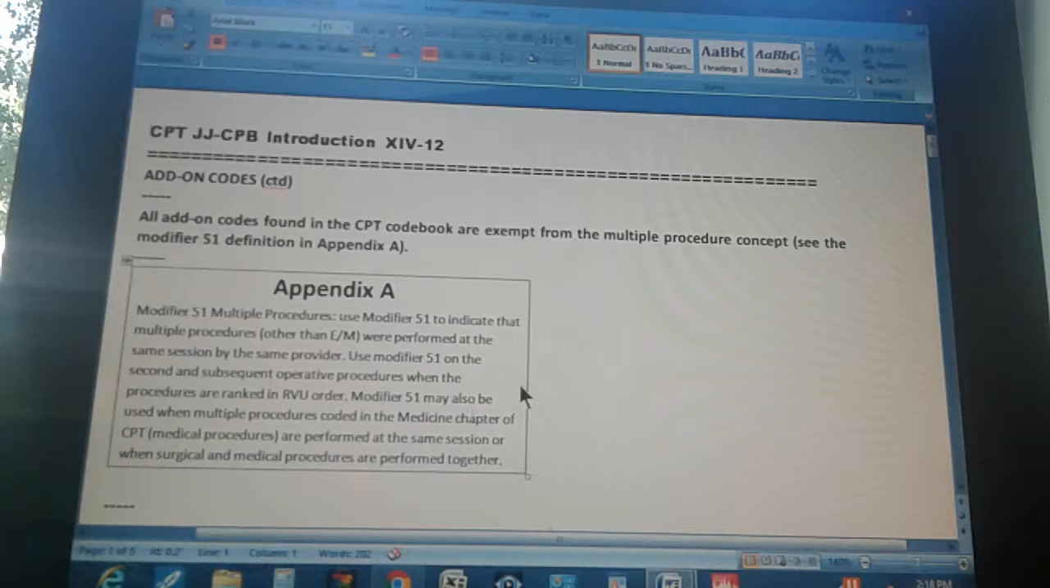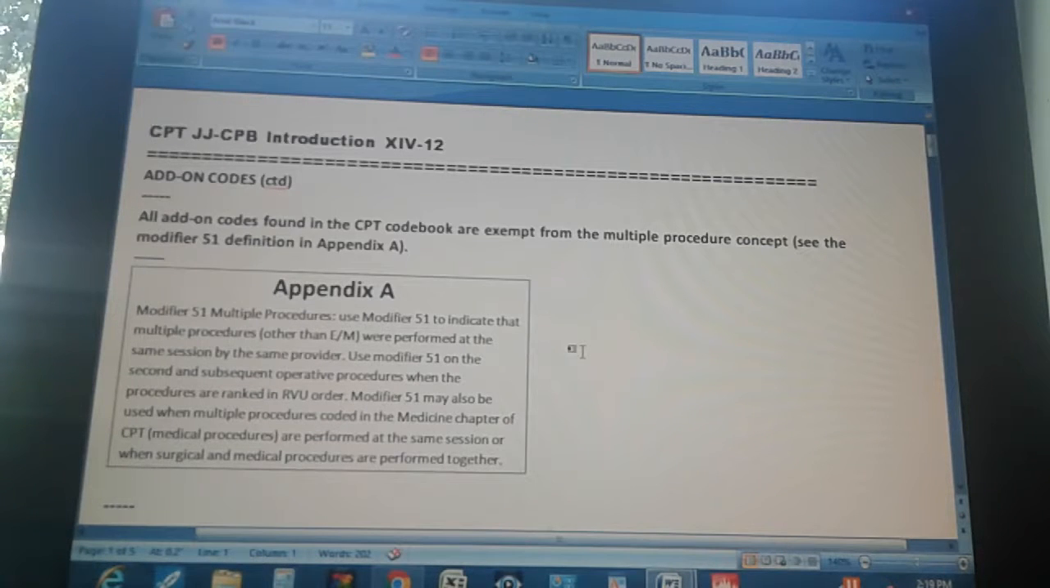Right. Okay, modifier 51 may also be used when multiple procedures coded in the medicine chapter of CPT, medical procedures, are performed at the same session or when surgical and medical procedures are performed together. All right. So in regular multiple procedures, you have to add a 51 for the code for the second procedure or for the third or for the fourth. But this doesn't apply to the add-on codes. The add-on codes don't have the 51 modifier because they are exempt. It means that you just write the add-on code without the 51. That's all it's saying. That's our theory for today.